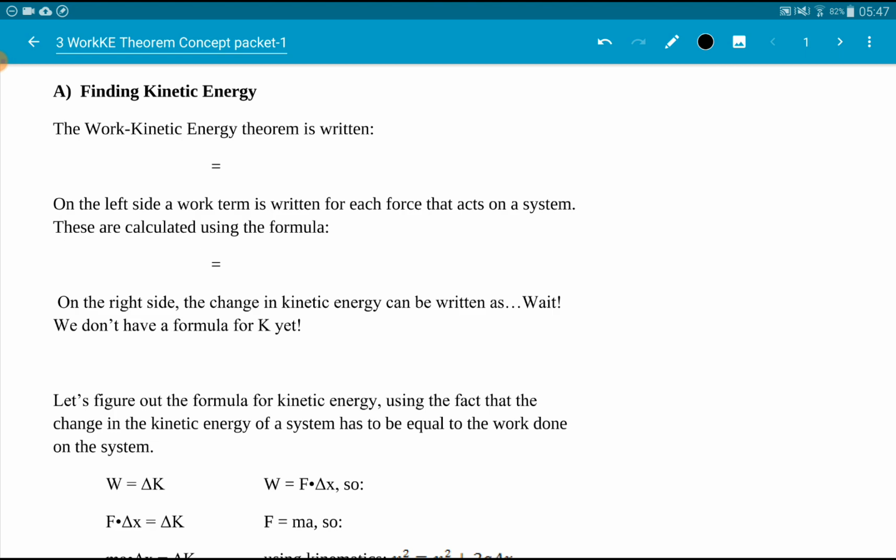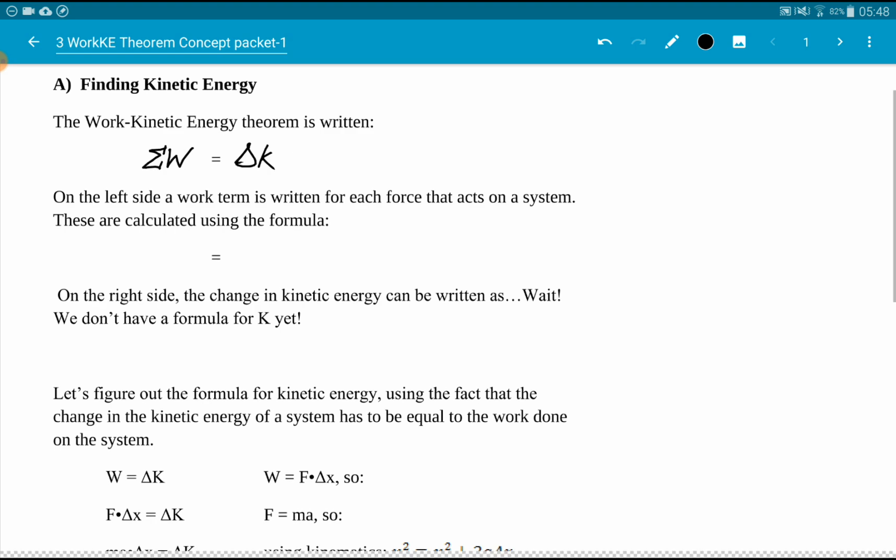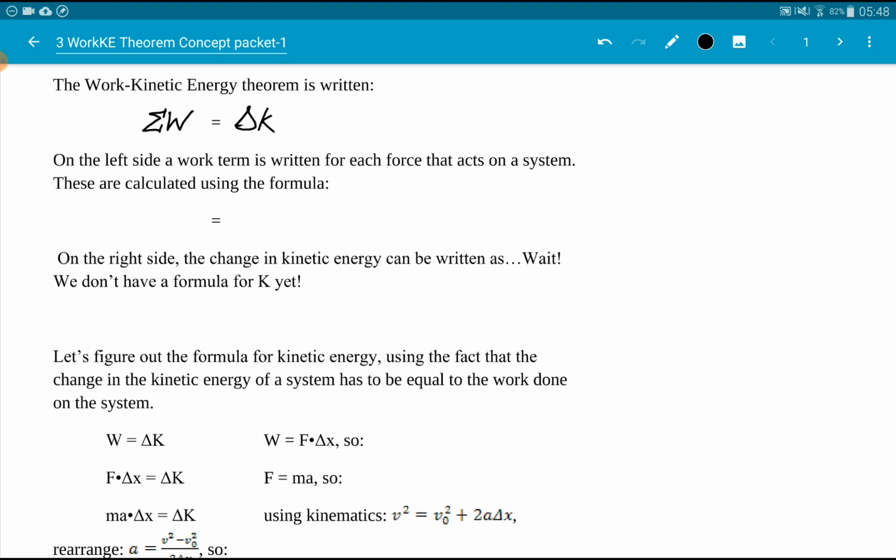The Work-Kinetic Energy Theorem says that if you add up all of the things that are doing work on your system or are transferring energy to your system, that's going to be equal to the change in kinetic energy for your system. So we'll get into the specifics here of how that actually works.